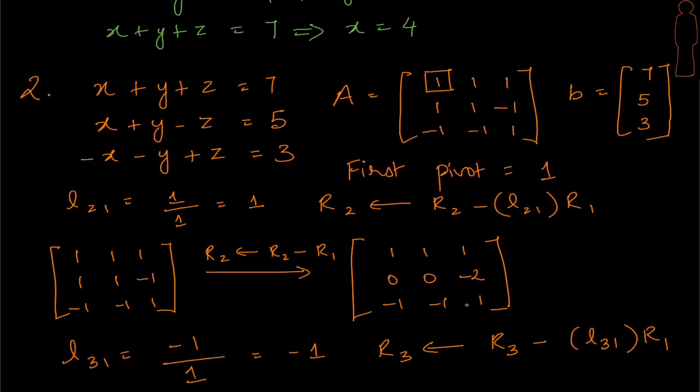Again, we find that though we attempted to make this 0, here also we find a 0, which doesn't matter. Let's just proceed with elimination again. This time we have minus 1 here, and we'll have to eliminate this. So the coefficient divided by the pivot, minus 1 divided by 1, is minus 1. So our multiplier L31 is minus 1. Let's do this operation.